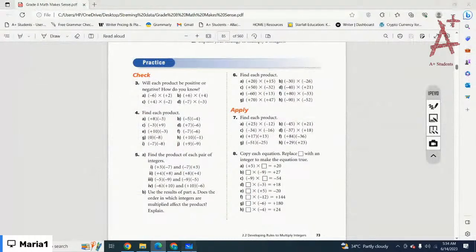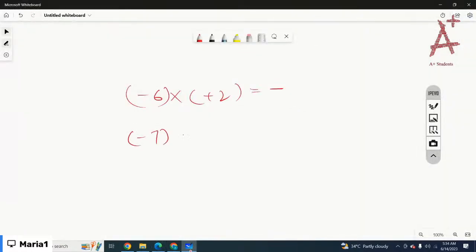Okay, negative 7 times negative 3. See, both the numbers have the same sign. The answer must be positive. 7 times 3 is 21. Got it?